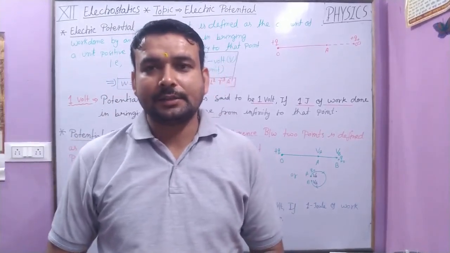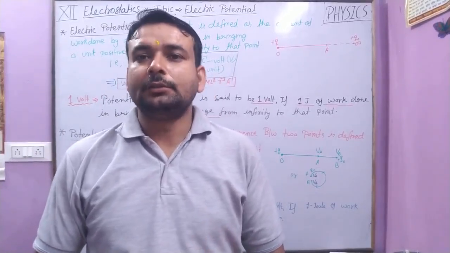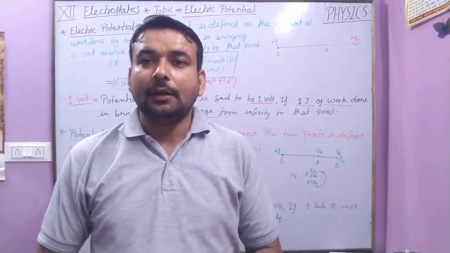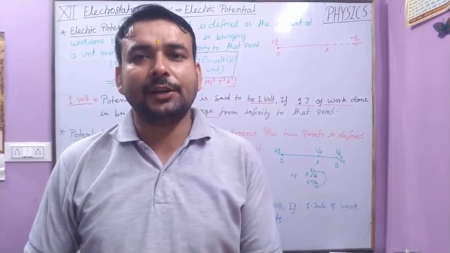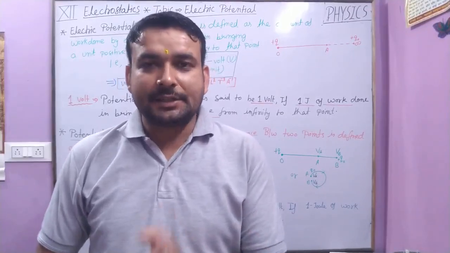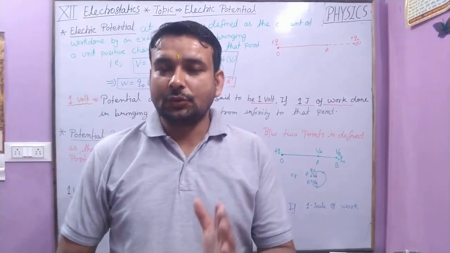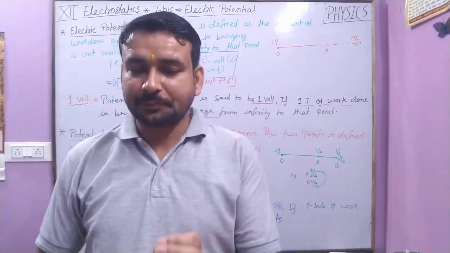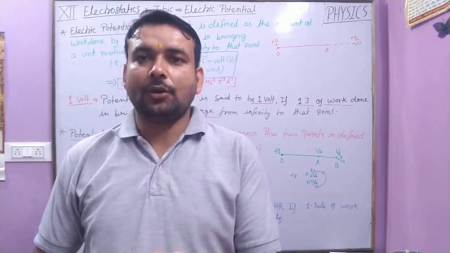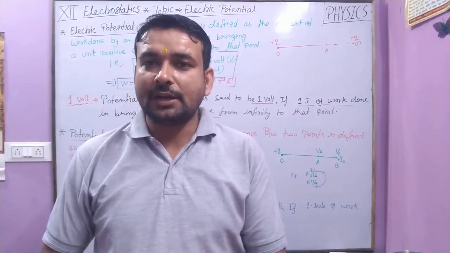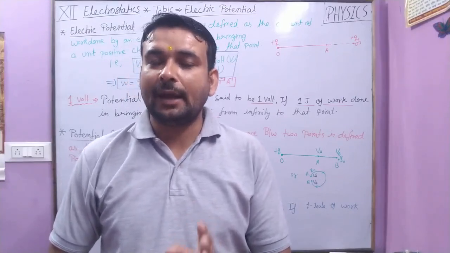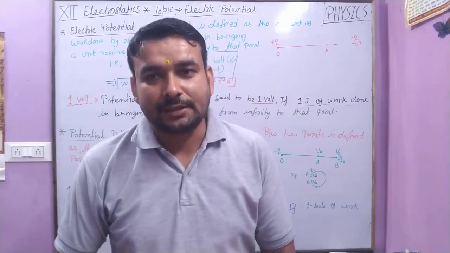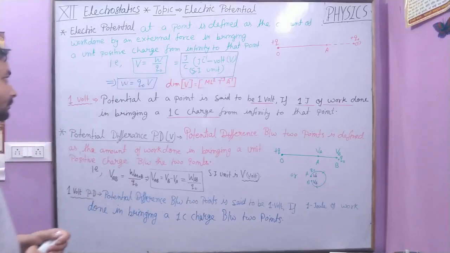Students, in today's class, we discussed the concept of electric potential and we derived the expression for the potential due to a point charge at a distance. Before we understood and derived the formula for electric potential due to a point charge, we understood two definitions. One is electric potential and another is potential difference. So first we have electric potential.